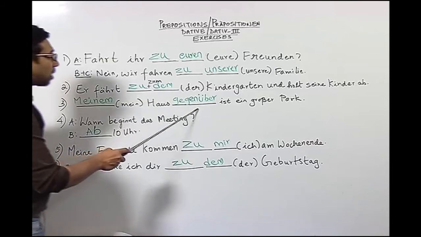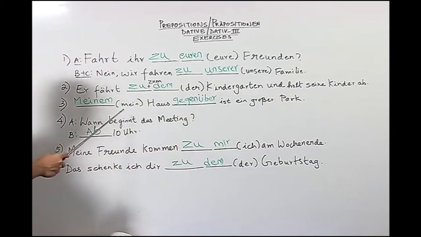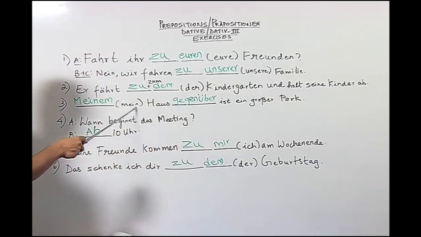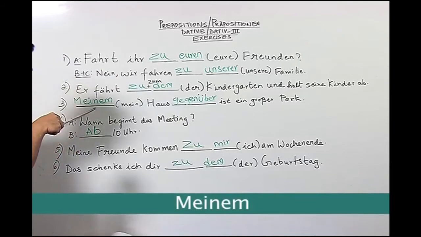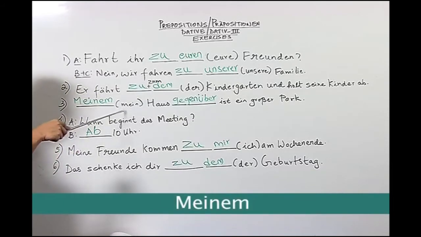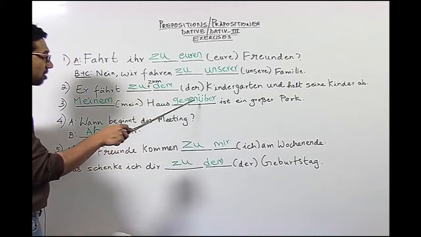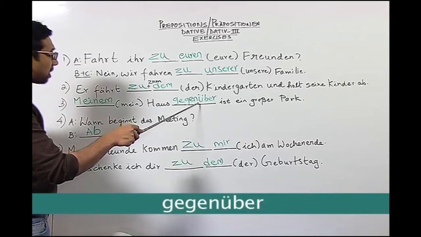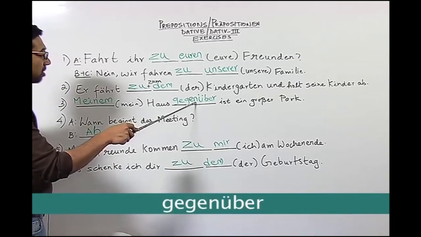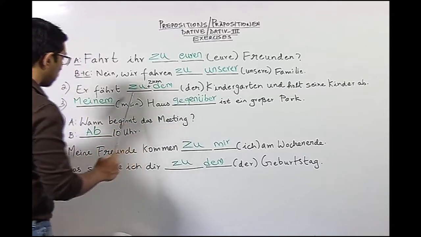Now let us look at sentence number 3. Meinem Haus gegenüber ist ein großer Park. Here the student deduced that from the possessive article mein, which is nominative, we should write the possessive article in dative, meinem, and then since there are two nouns which are basically locations, the student wrote the correct preposition gegenüber, and you know that the position of gegenüber is interchangeable. It can be either after the noun or before the noun.